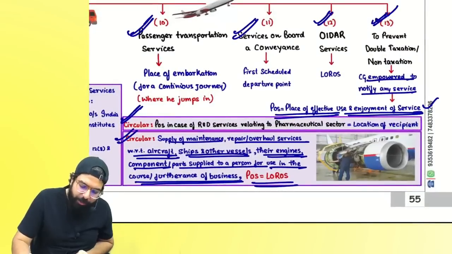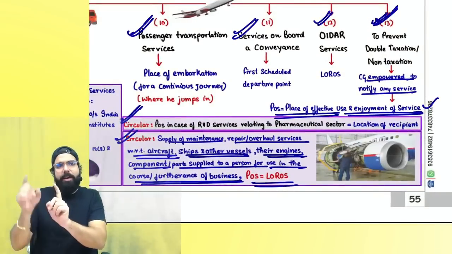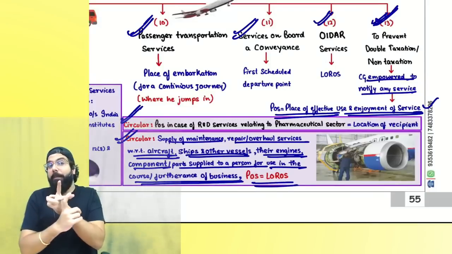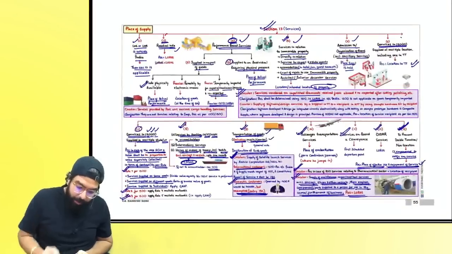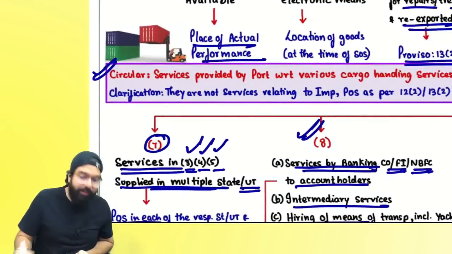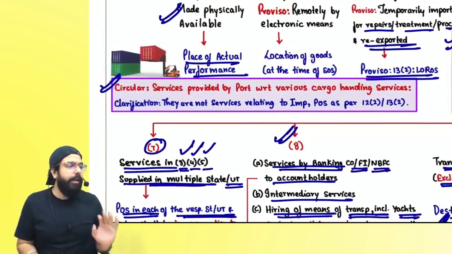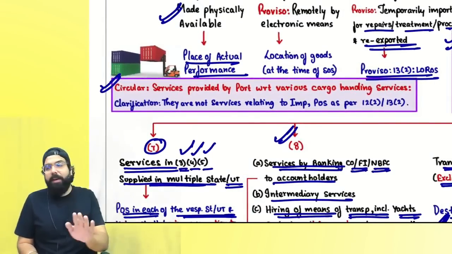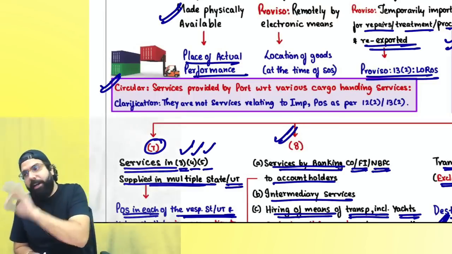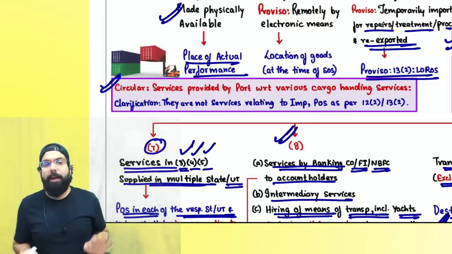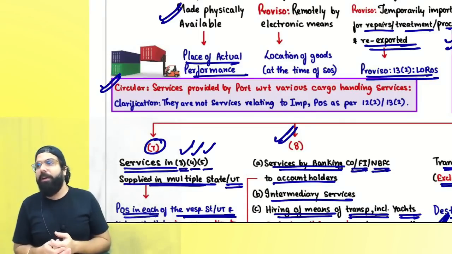The government used the power of section number 13.13, and told what? For the pharmaceutical sector, location of recipient of service. For MRO service with respect to aircraft, ship, etc., also location of recipient of service. Besides this, we have one circular which says cargo handling services provided by a port are never services with respect to immovable property, and the general rule, section number 13.2 or 12.2, will be applicable. 12.2 if it is provided to a domestic customer, and if to an international customer, then it will always be 13.2.